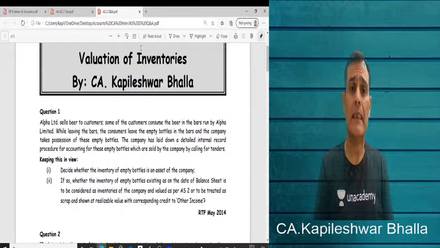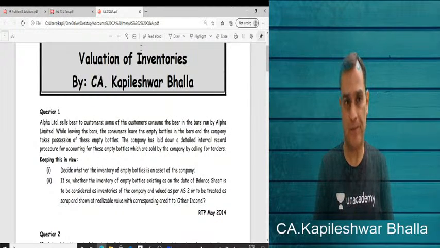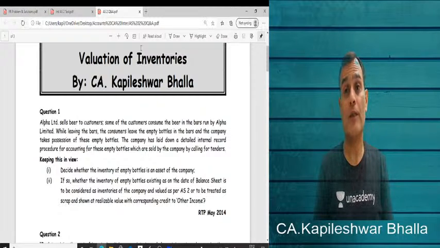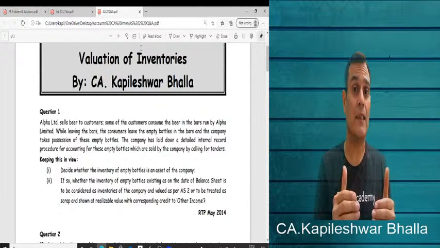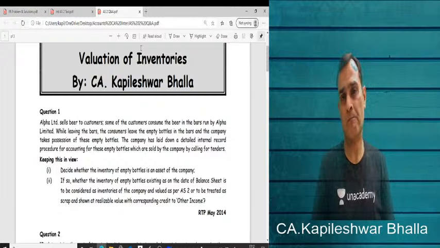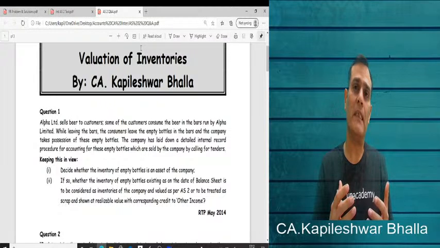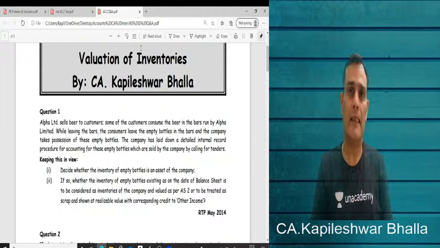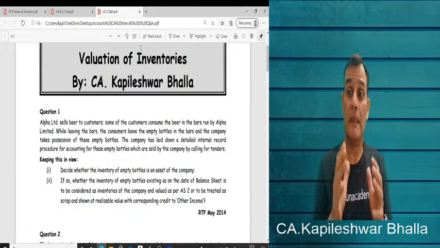Then he adds further, the company has a detailed internal record procedure for accounting of these empty bottles, which are sold by the company by calling for tenders. Now the company has a system where they invite tenders for making a sale of these empty bottles. One thing which would definitely flow out of this information is that if the company is inviting tenders for the sale of these empty bottles, I'm pretty sure you'll agree that materiality is certainly relevant here. Inviting tenders would indicate that the sale item is certainly material in nature.